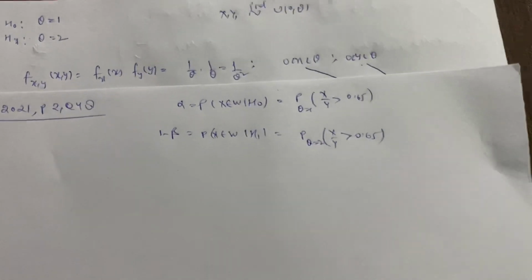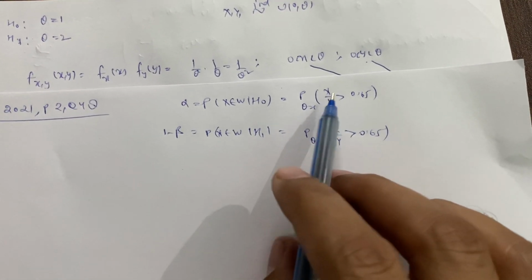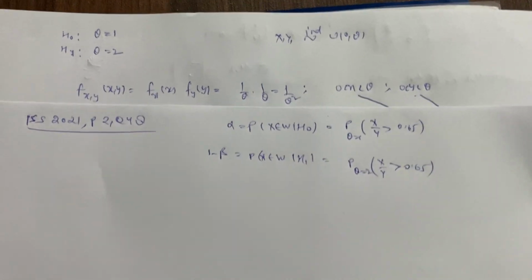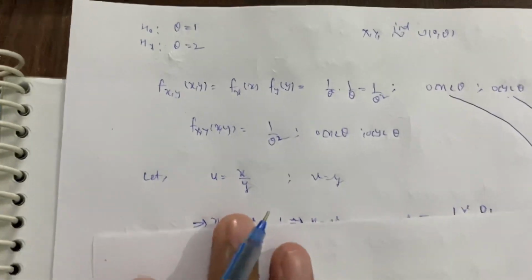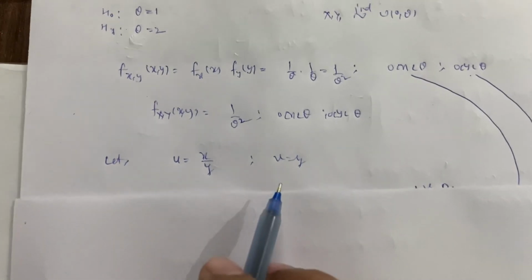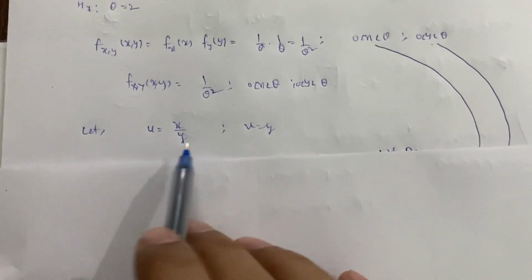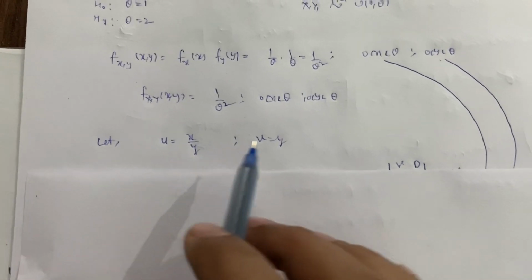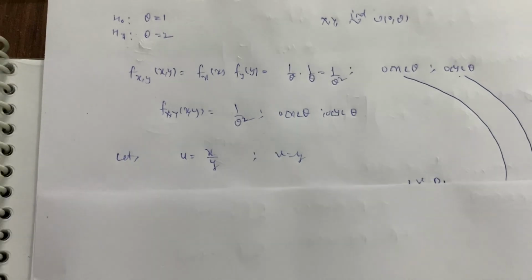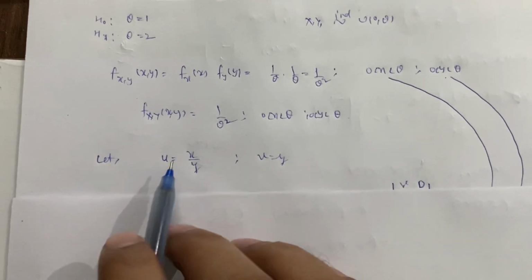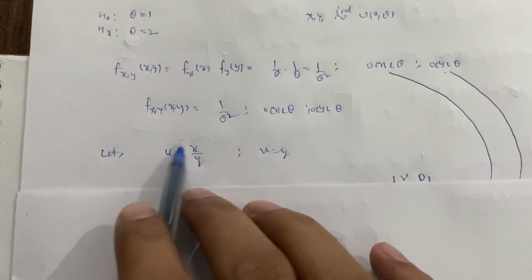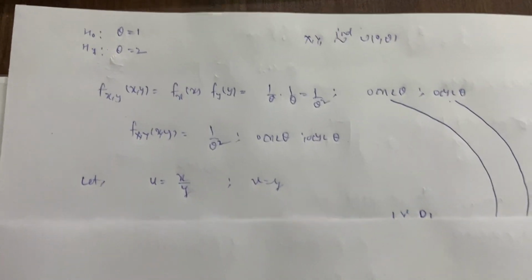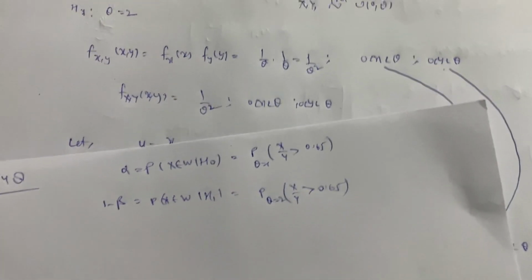Now since we need to find the probability of X/Y > 0.65, we need to find the distribution of X/Y. So we can do it by using the Jacobian method. Let's assume U = X/Y and V = Y. Okay, so we can find the joint density of U and V, and then we can find the marginal density of U, and then we can find the required probabilities, which are these two.